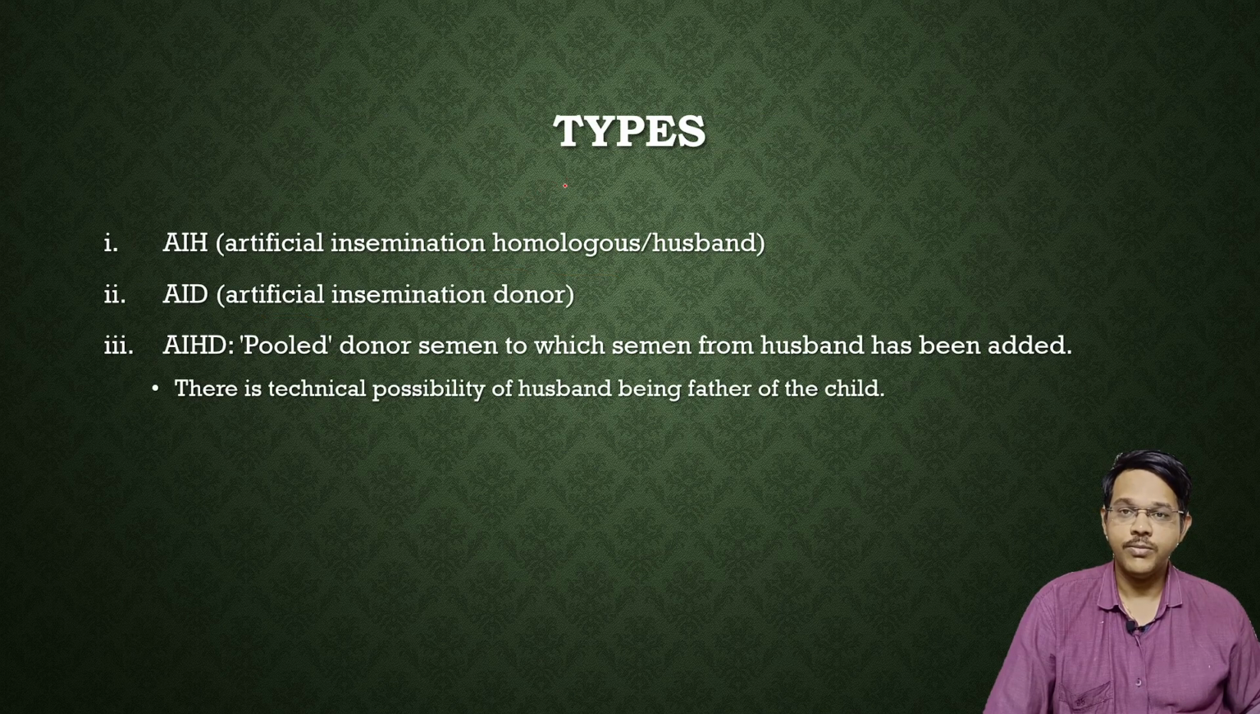Based on whom the semen is obtained from, it can be artificial insemination homologous, or husband, if the semen is obtained from the husband himself. If it is obtained from a donor, it is called artificial insemination donor. There is also pooled insemination, artificial insemination homologous donor, in which semen from the husband is mixed with the donor's semen and introduced into the vagina or tube. In this condition there is a technical possibility of the husband being the father of the child.